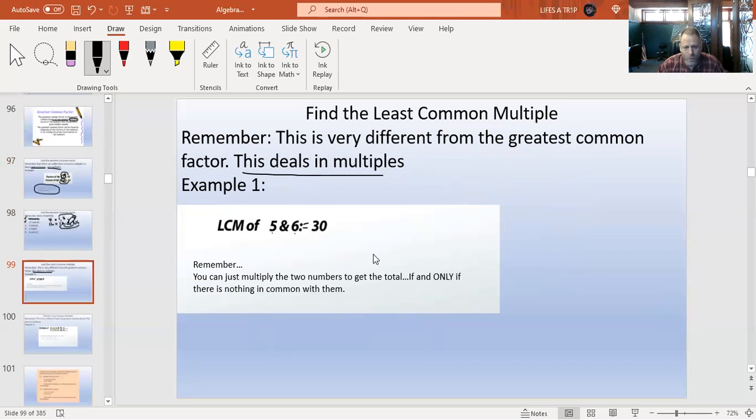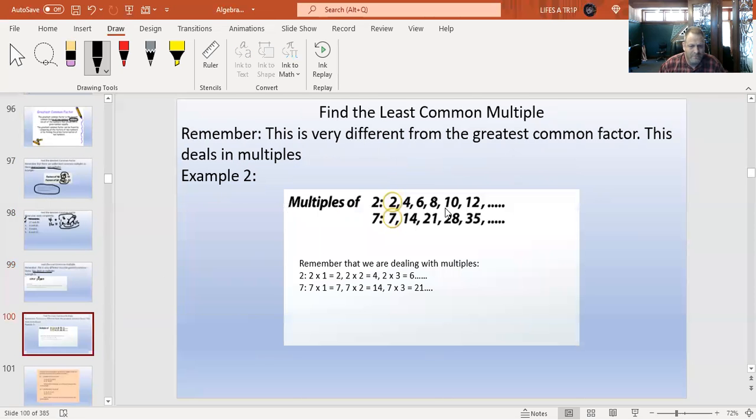Now some people were asking before, can you just times the 2 to get the number? Sometimes that'll work, sometimes it won't. You can just multiply the 2 numbers to get the total if and only if there is nothing in common with them. Then you can multiply and get the total. All right, let's look at this one.